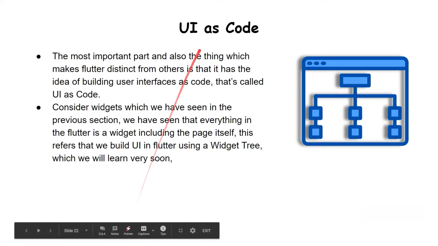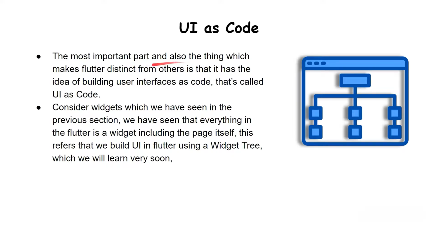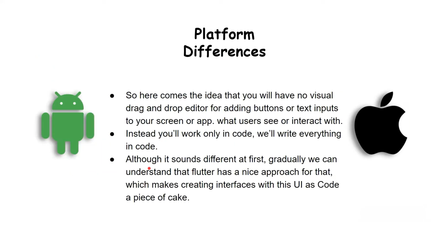First one is UI as code. The most important part and also the thing which makes Flutter distinct from others is that it has that idea of building user interfaces as code, that is called UI as code. Consider widgets, which we have seen in the previous section. We have seen that everything in Flutter is a widget, including the page itself. This means that we build UI in Flutter using a widget tree, which we will learn very soon.